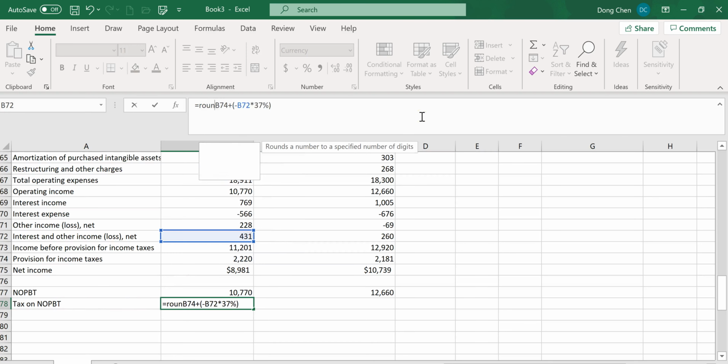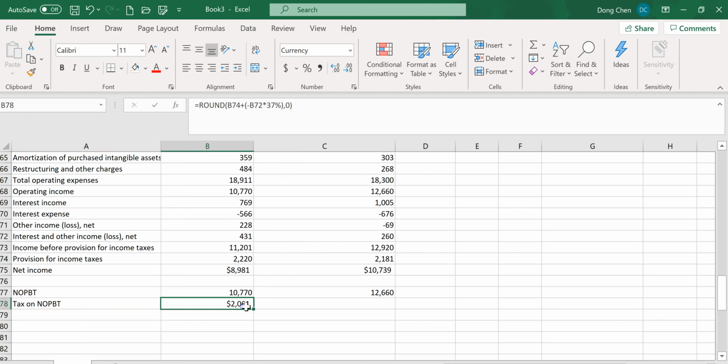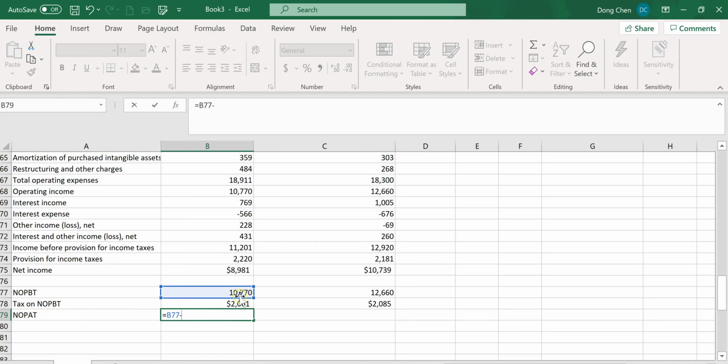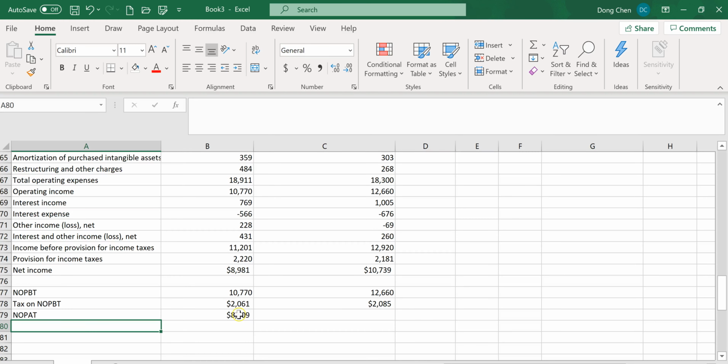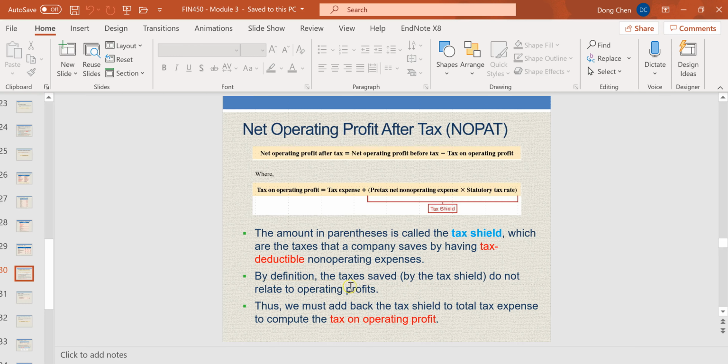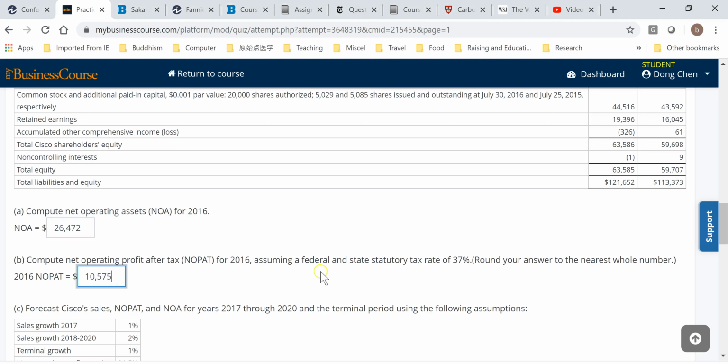So then I need to follow the rounding requirement. If you go back, I guess that's asking us to round to the whole dollar. And then this is the tax, and drag the cell to the other year. So NOPAT now is simply the difference between these two numbers, and then minus the tax on NOPBT, right? So then I just need to copy this number, 10,575, back to part B.